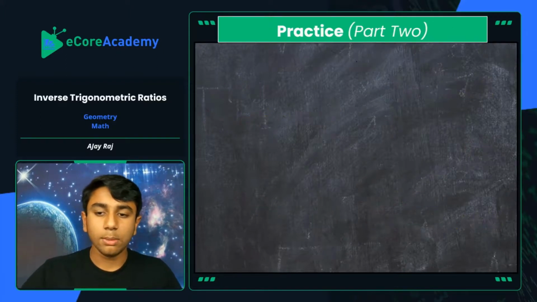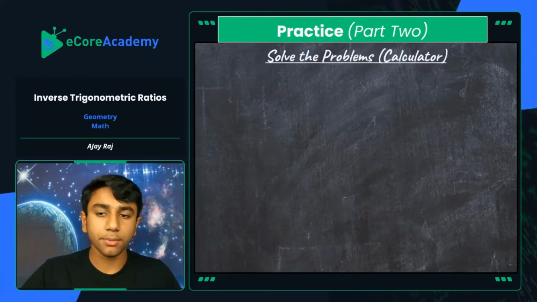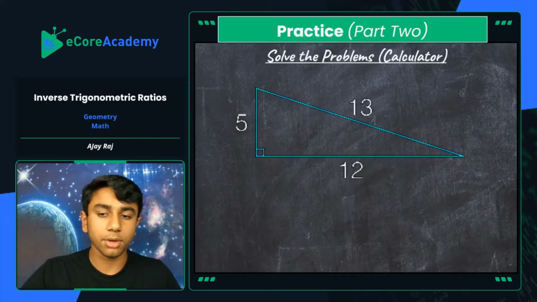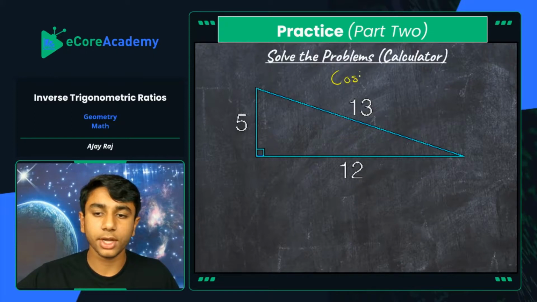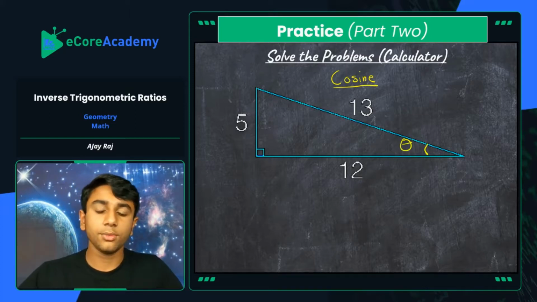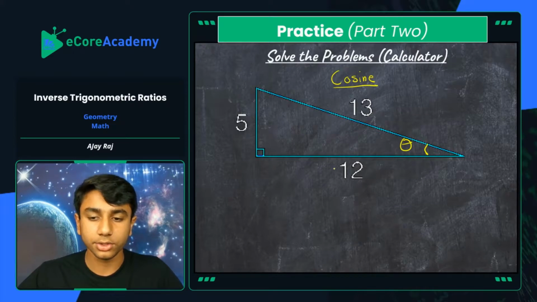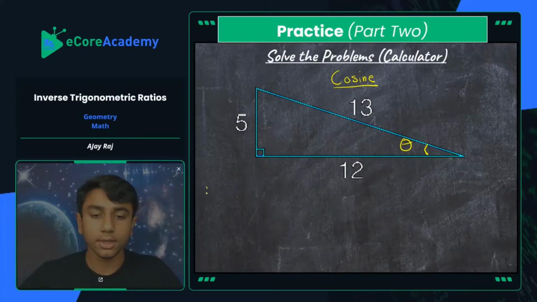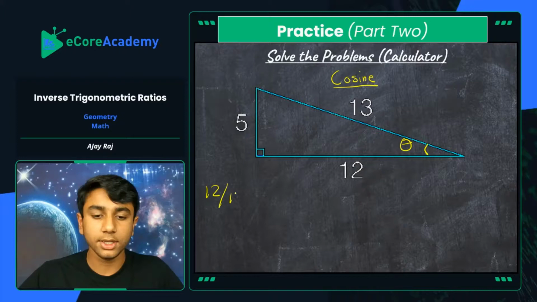All right. Moving on to our last problem, solve the problems calculator. This is our last problem. In this problem, we're going to be utilizing our cosine function, so our cosine inverse ratio. Let's utilize this angle right here, this farthest angle, as our angle of focus, our theta. And we recall that cosine is going to be our adjacent over your hypotenuse. So it's going to be 12 over 13. This is 12 over 13 equals 12 over 13. That's its simplified and proper fractional form.